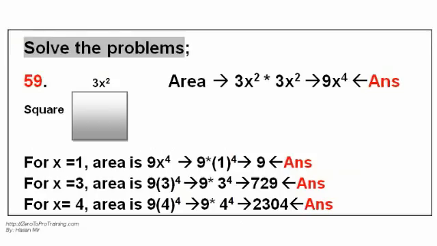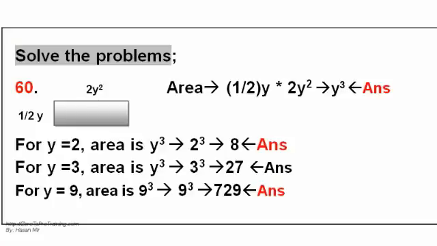Next slide. Exercises. 59. Perimeter is 9x power 4. For x equals 1 is 9, x equals 3 is 729, x equals 4 is 2304. Next slide. Exercises. 60. Area is y power 3. For y equals 2 is 8, y equals 3 is 27, y equals 9 is 729.